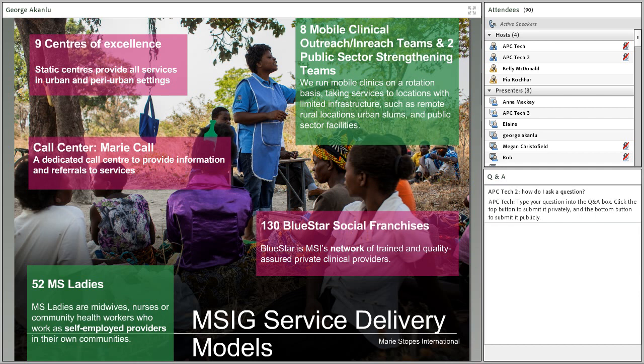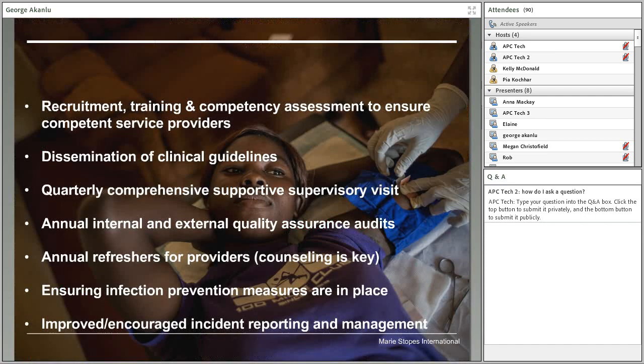is limited. Now, the 2 public sector strengthening teams focus more on building capacity for the provision of long-acting and permanent family planning methods in the public sector. So they take public sector workers through the whole range of information sharing, service provision, and quality assurance. We also have a call center which is dedicated to providing services and referrals to our clients.